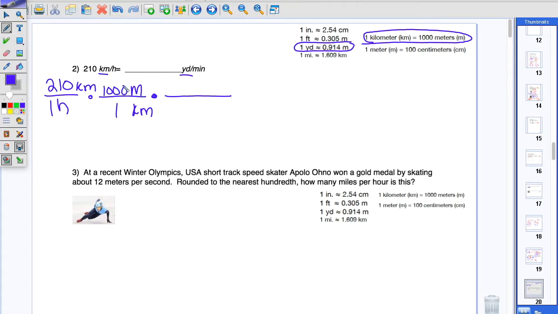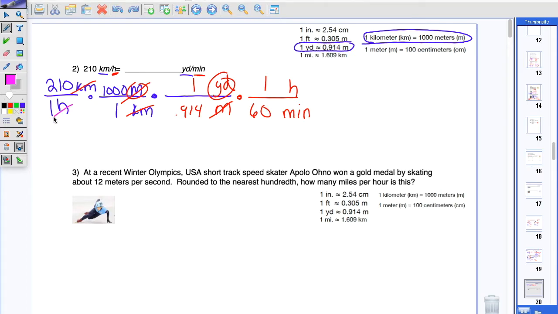When we cross off our kilometers, we're not at yards yet, we're at meters. So now this is where we use the meters in the denominator, yards in the numerator. So 1 yard is equal to 0.914 meters. Make sure our units cross out, and we have meters and meters, we end up with yards. So our next thing is hours to minutes. We want to cross cancel our hours, so that goes in our numerator and minutes in the denominator. So 1 hour is 60 minutes. Make sure our hours cancel out and we're left with minutes.